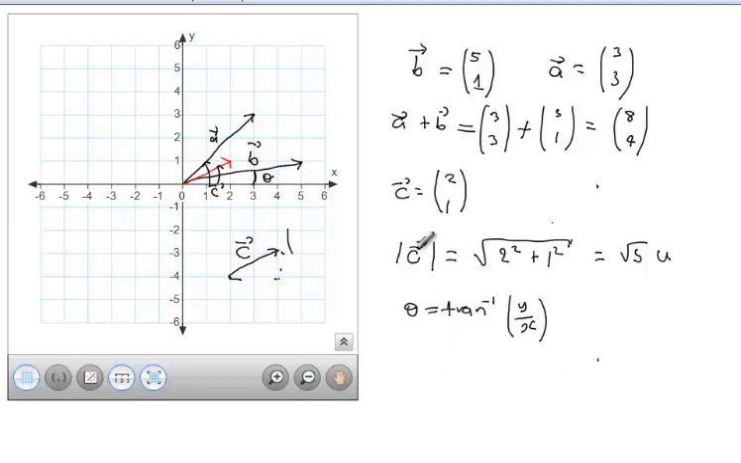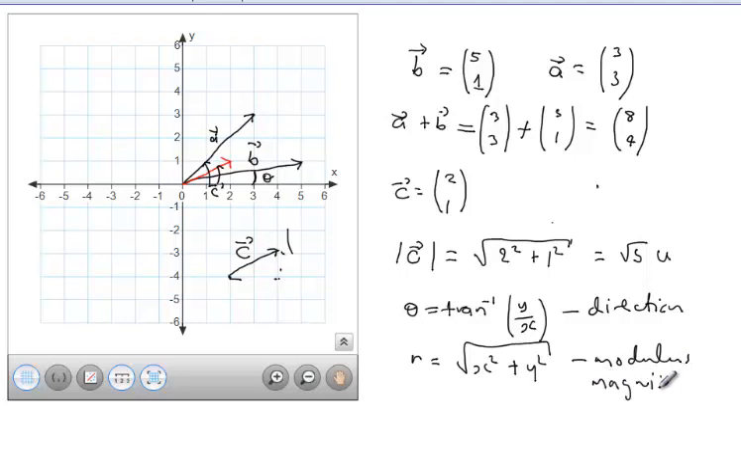So now we've got the absolute value, which you can still call R, given by the square root of x squared plus y squared. This is the magnitude, and the angle gives us the direction by that formula. This formula gives us what we call the modulus or the magnitude of the vector, or the length of the vector. So don't get confused by all those names they use.